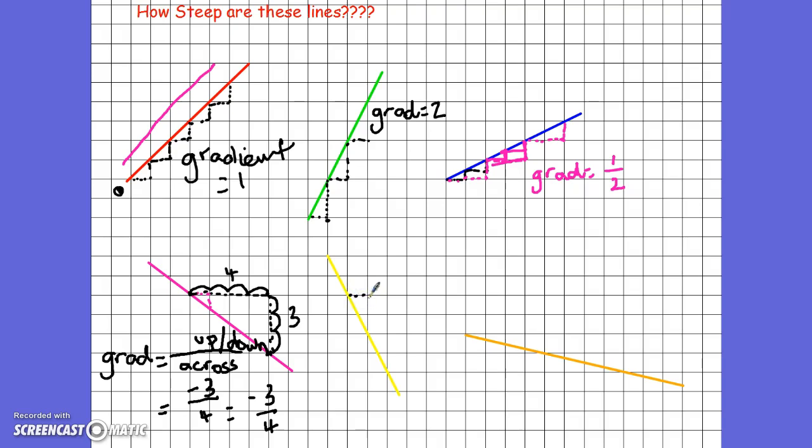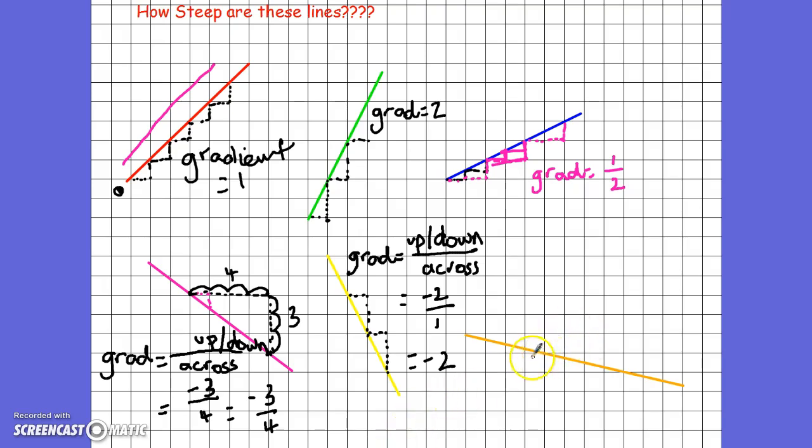If we go across 1, we're going down 2, across 1, down 2. So our gradient here, using our little formula that we came up with before, how far up or down over how far across, we're going down 2 for every time we go across 1. So our gradient is minus 2.